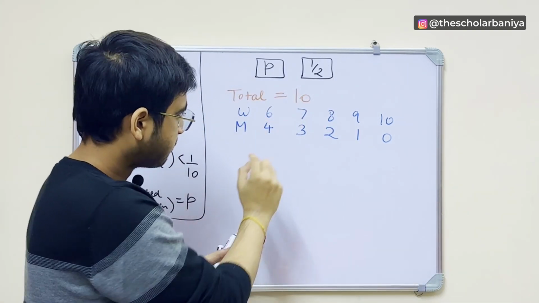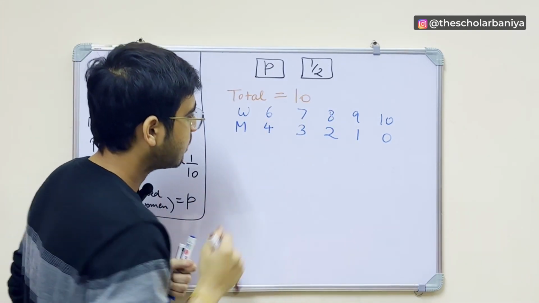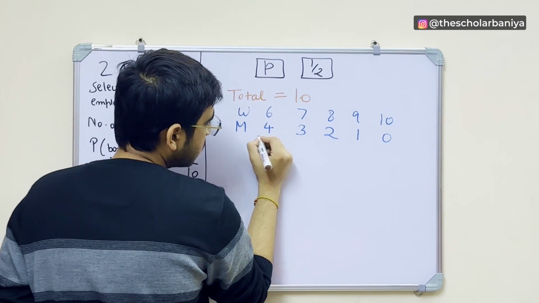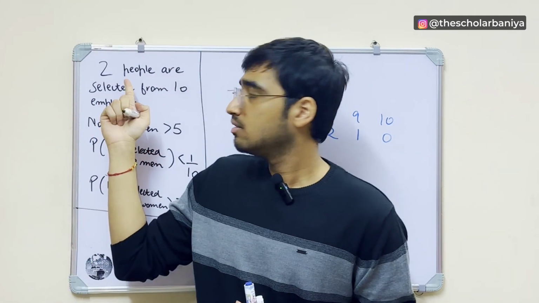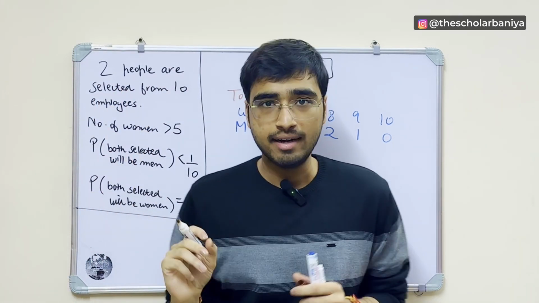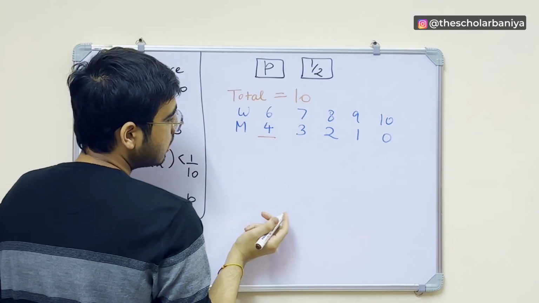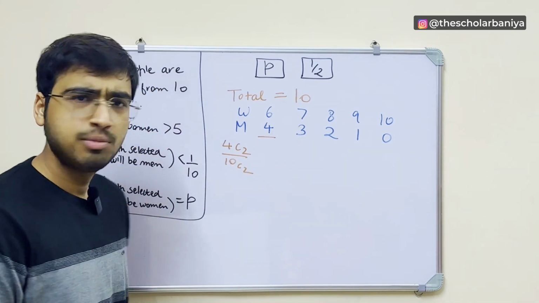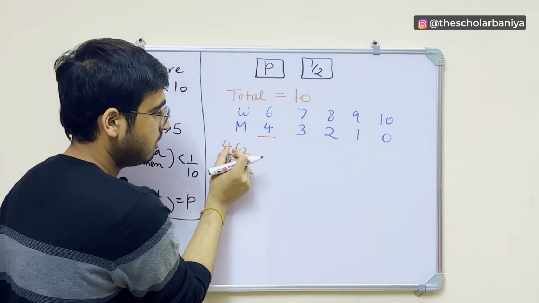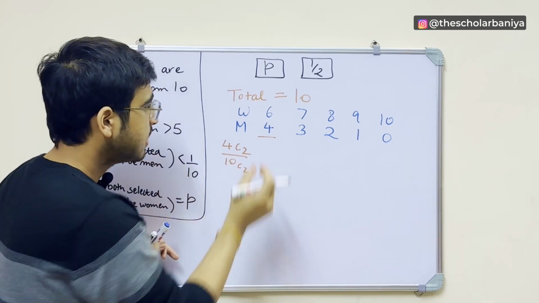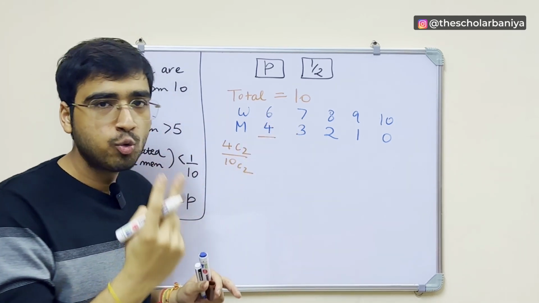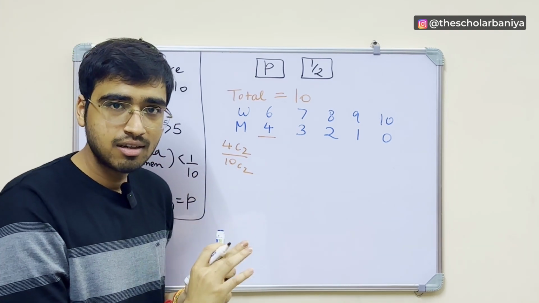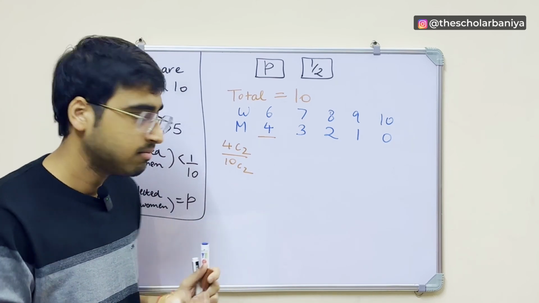So tell me one thing. For example, if we select men, what will be the probability for the first case? We are selecting two people, and the probability that both will be men. In this case the probability will be 4C2 upon 10C2. This should be clear, because there are four men and we have to select two of them, and the total is 10 people and we have to select two out of the total 10. So this is the probability that both people selected will be men.